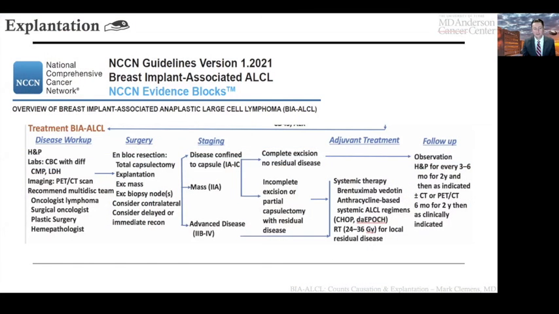The treatment, again, by NCCN guidelines, is surgical resection, which is curative in the vast majority of patients when disease is confined to the capsule. When disease is metastatic to the lymph nodes or organs, the patients usually do require systemic chemotherapy with targeted immune therapy, brentuximab vedotin, which is now first-line treatment for these patients.